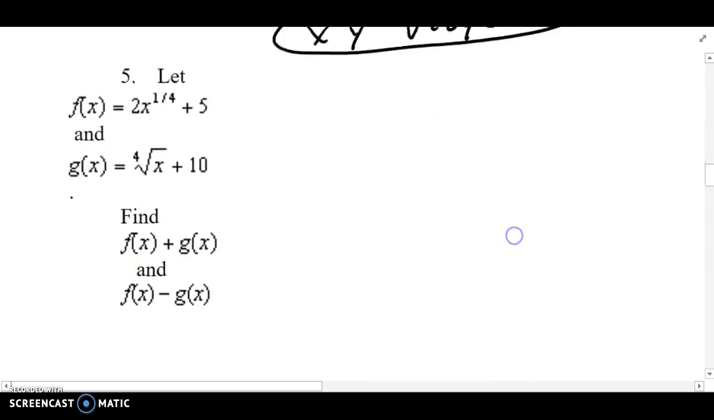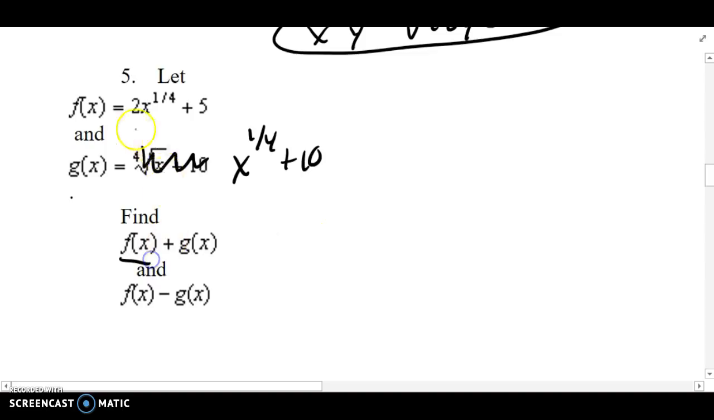Number 5, we have two expressions here. One, I'm just going to cross this out and write x to the 1/4 plus 10, because it's the same thing. If I erase it, you can see that that's the same thing. But I'm going to use this instead when using my function notation.